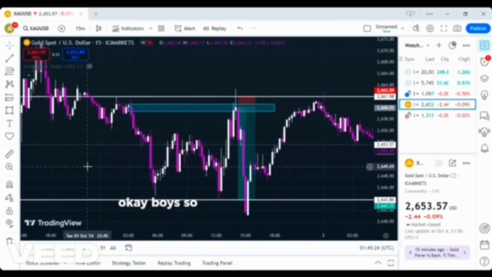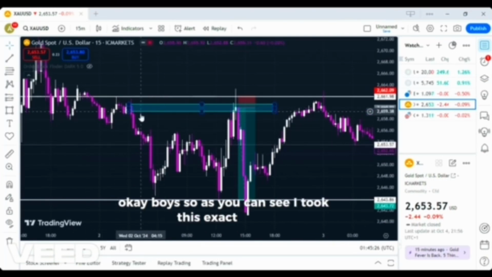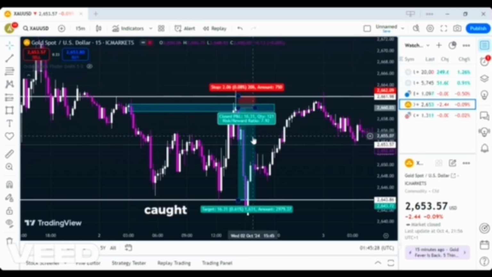Okay, boys. So as you can see, I took this exact trade, caught a nice 1 to 8 move.